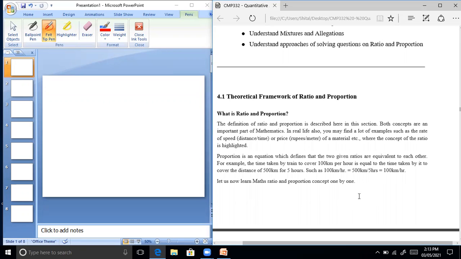Proportion is an equation which defines that two given ratios are equivalent to each other. For example, the time taken by a train to cover 100 km per hour is equal to the time taken by it to cover the distance of 500 km in 5 hours, such as 100 km per hour equals 500 km by 5 hours, which equals 100 km per hour.